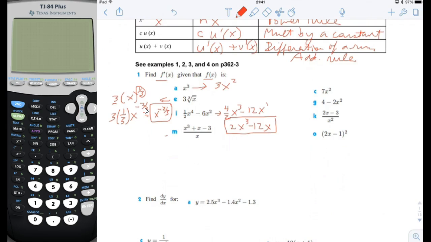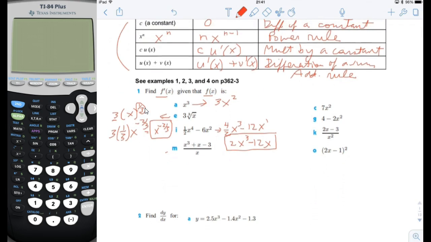X cubed plus x minus 3 divided by x. Okay, now this looks pretty hard to do. You cannot just take the derivative of the top and leave it over this denominator, because there's a variable in the top and the bottom. So you need to simplify it so that it's something that we can use these simple rules to solve.